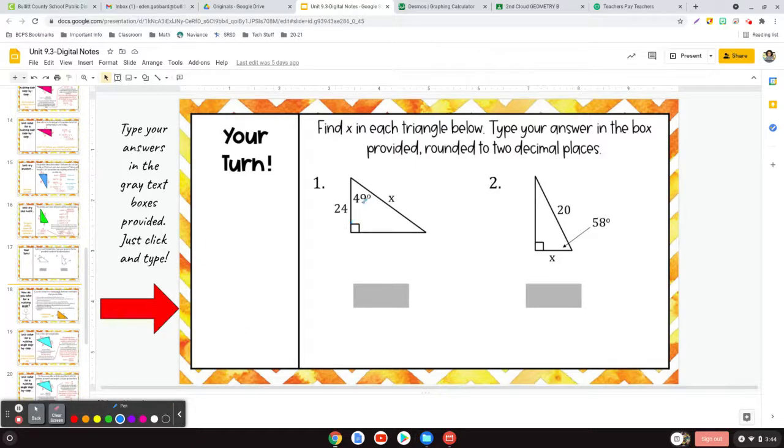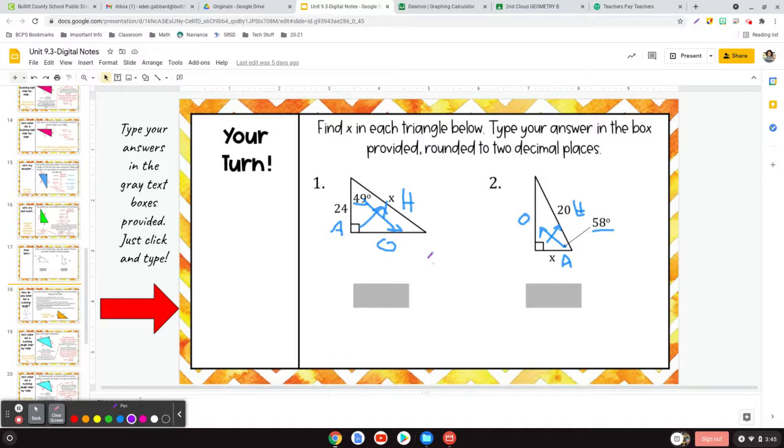Our angle on number 1 here is 49, and our angle that we're going to be working with on this one is 58. So remember, our hypotenuse is always across from our right angle. Our opposite is always across from our angle that we're working with. And our adjacent is always what's left. So across from this is here. This is going to be our opposite, and this is going to be our adjacent.